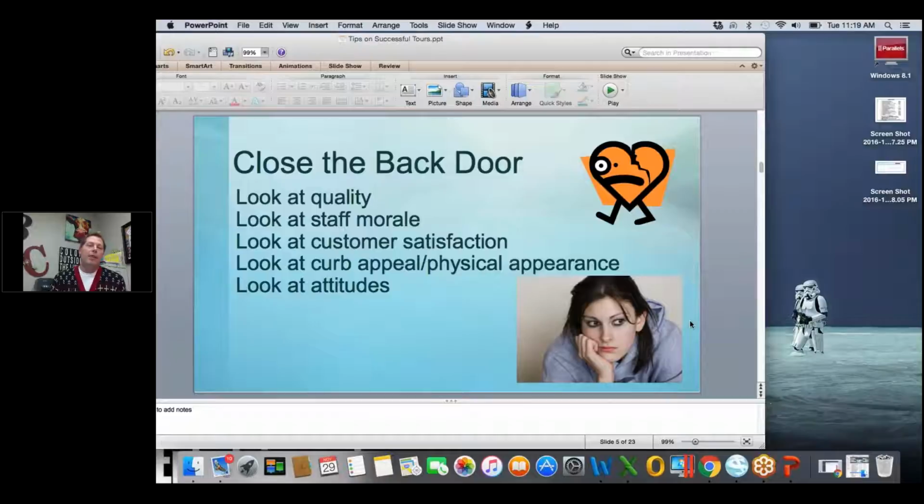It does not do you any good to market your program if people are leaving you as fast as you bring people in. The goal is to build enrollment, not to maintain it by bringing new people in as people are leaving you. Plus, you have to remember every single person that leaves you is going to tell at least 10 people in the community why they left you. When you have a new person coming in, the numbers are a lot lower on how they share their information. So close the back door.